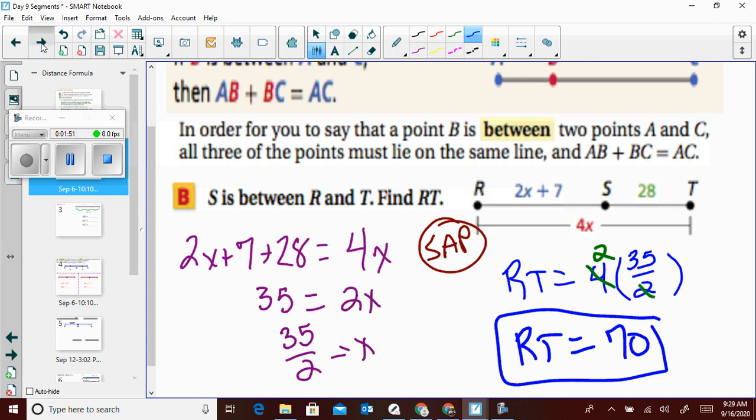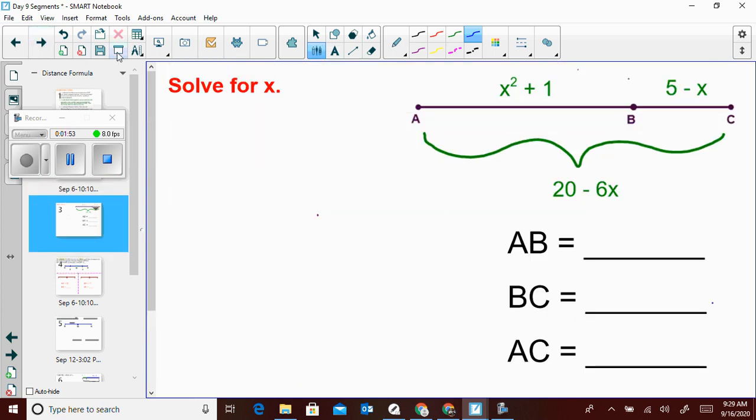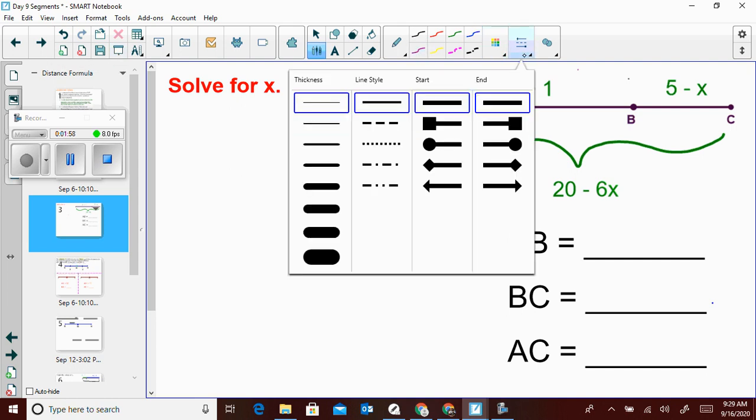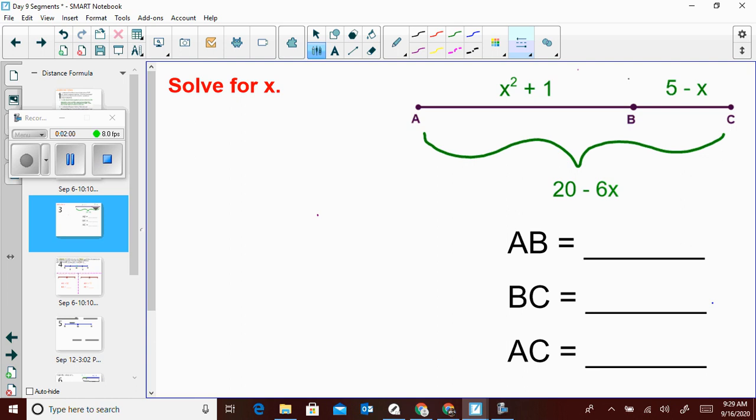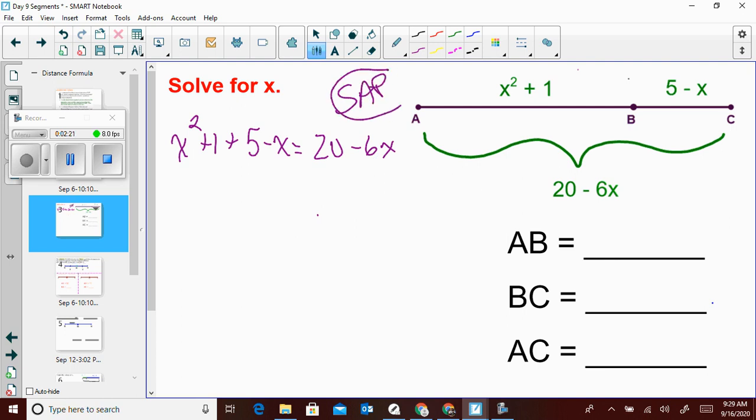Let's try something a little bit more in-depth, more of the honors level that we're going to be looking at. Okay? So we need to find the length of these segments. In order to do that, we're going to have to do the segment addition postulate. This plus this equals the entire thing. So x squared plus 1 plus 5 minus x equals 20 minus 6x. What allows me to do that? Segment addition postulate.